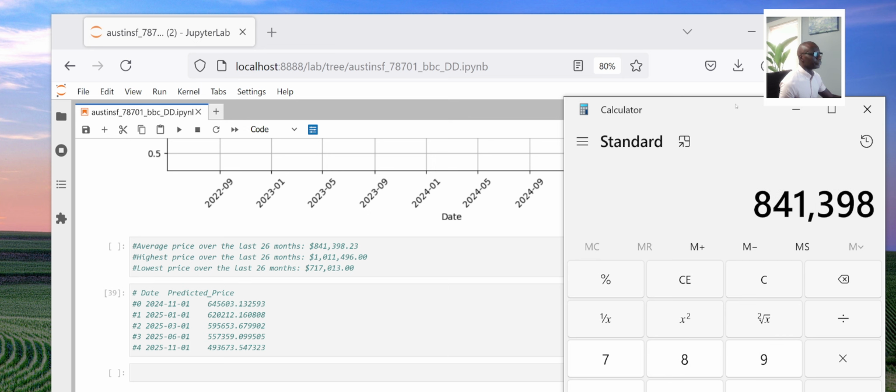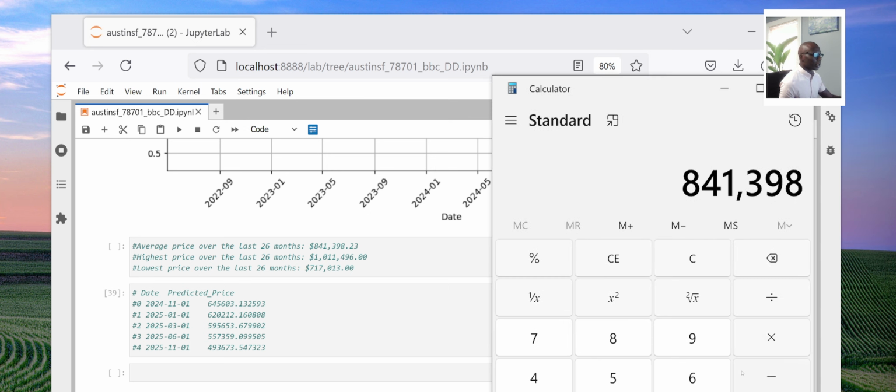841,398. Just going to subtract future of 645,603. So $195,795 cost savings difference from the current price, which is the average, and the future predicted price of what a single family home in Austin is predicted to be based off AI, machine learning, linear regression, and supervised models, right? I just demonstrated that. I just walked you through that. And that's just for November.